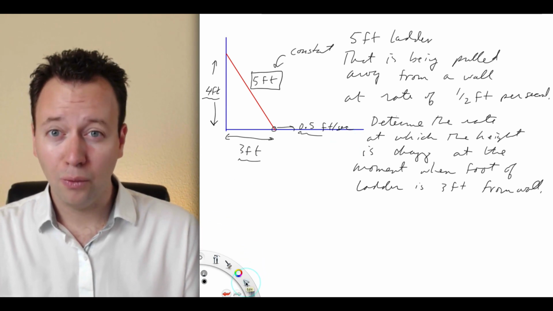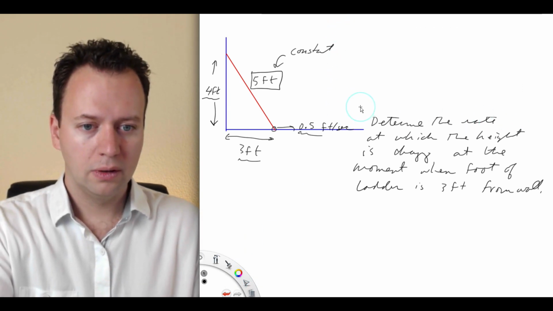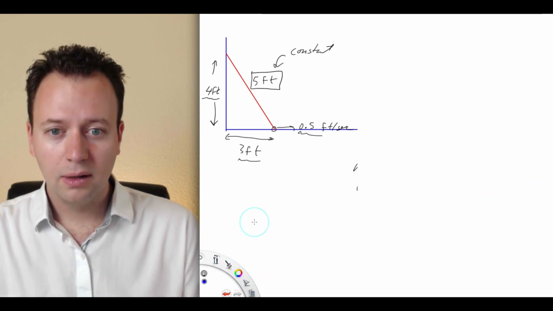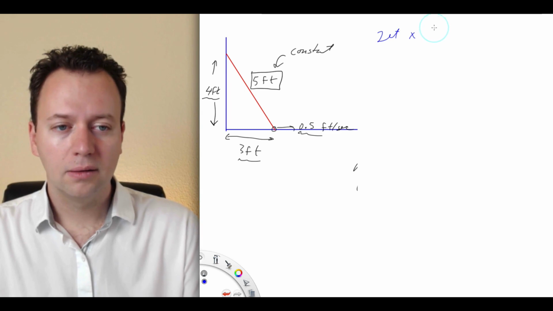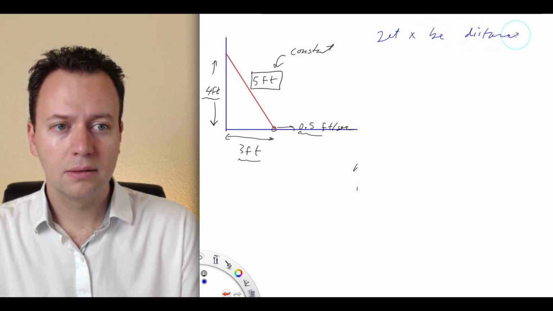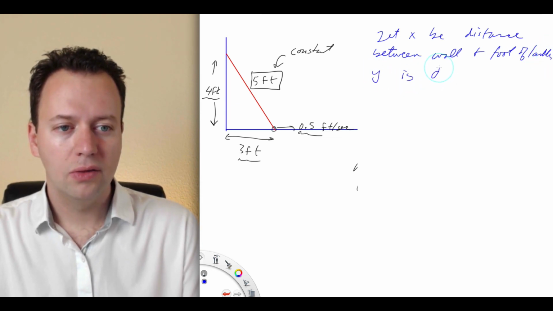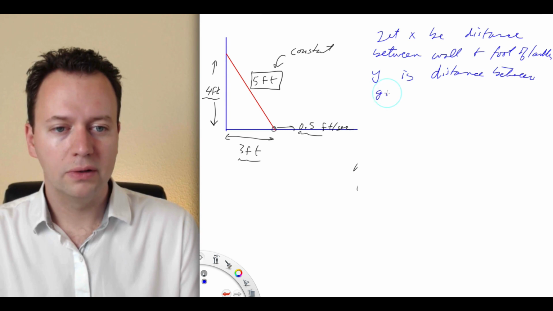So the next step: we've read the problem and written down the information from the problem. Our next step is to assign our variables. We'll let x be the distance between the wall and the foot of the ladder, and y be the distance between the ground and the top of the ladder.